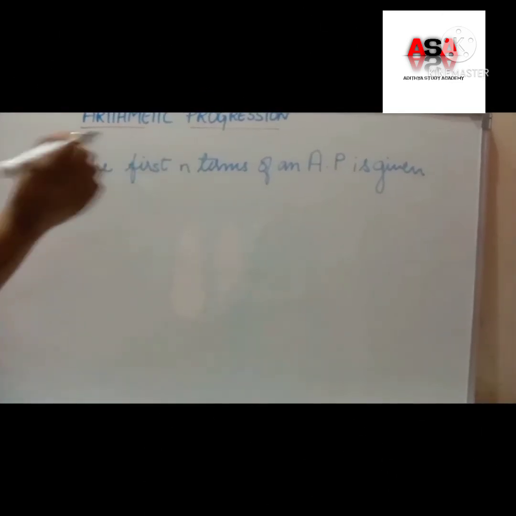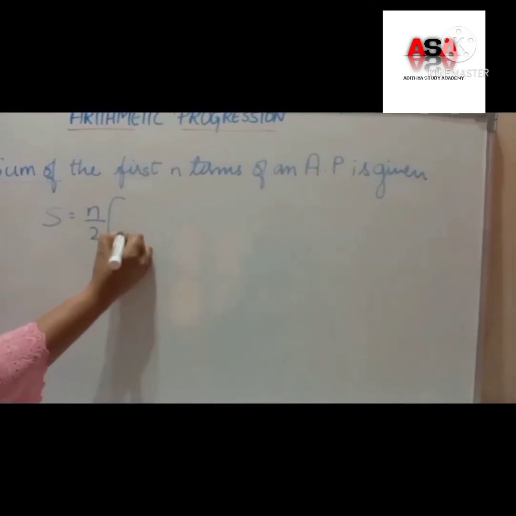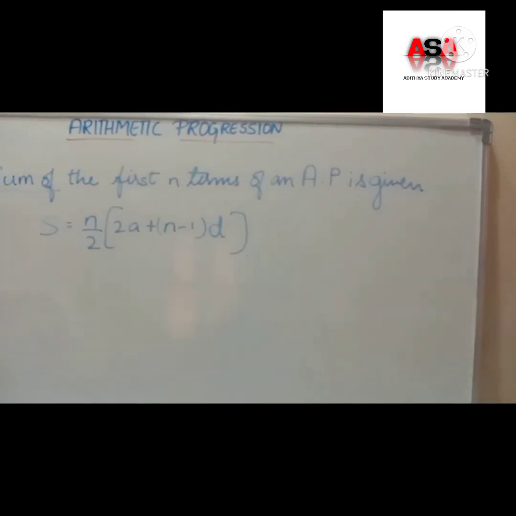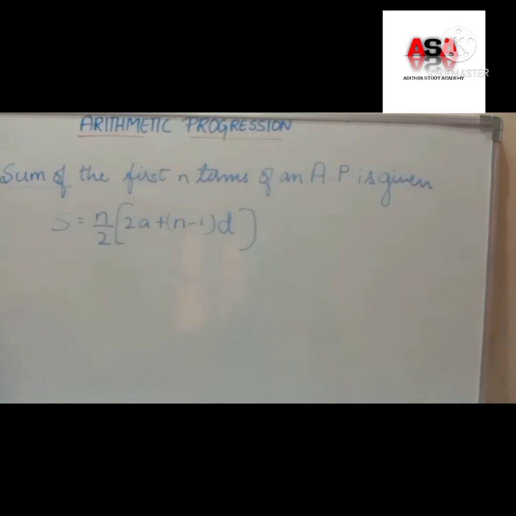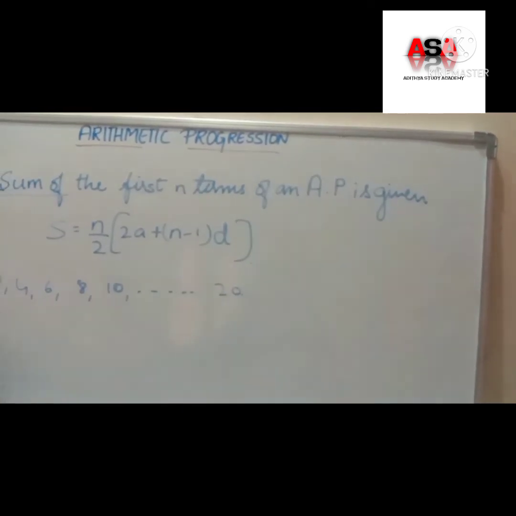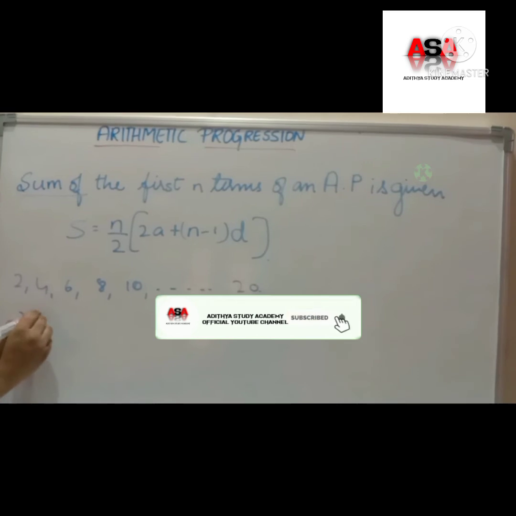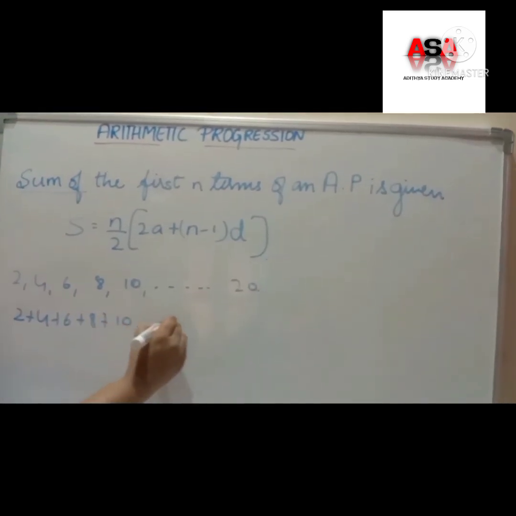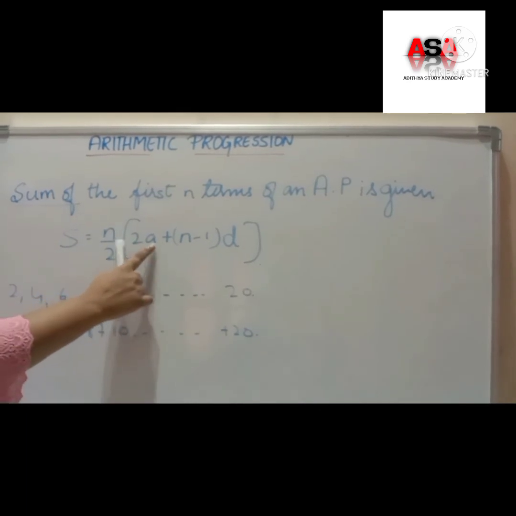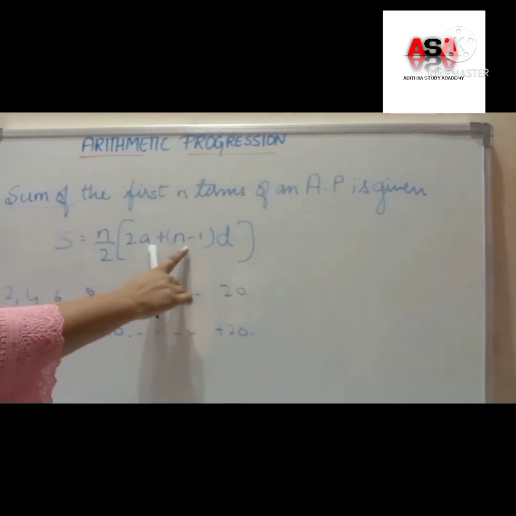Next, when the sum of the first n terms of an AP is asked, what formula do we use? S is equal to n by 2 into 2a plus n minus 1 into d. We use this formula to calculate the sum of the first n terms of an AP, for example 2, 4, 6, 8, 10, and so on till 20. If this list of numbers is given and they ask to find the sum of all of this AP, at that time we will use the formula S is equal to n by 2 into 2a plus n minus 1 into d, where n is the number of terms, a is the first term, and d is the common difference.